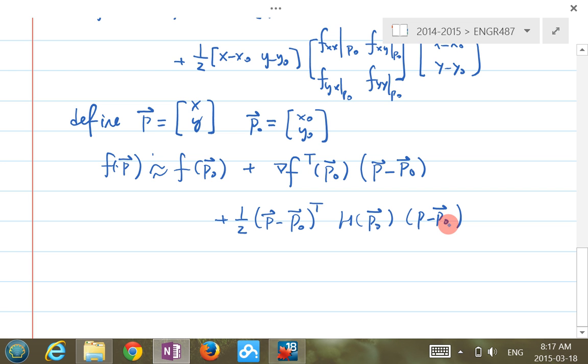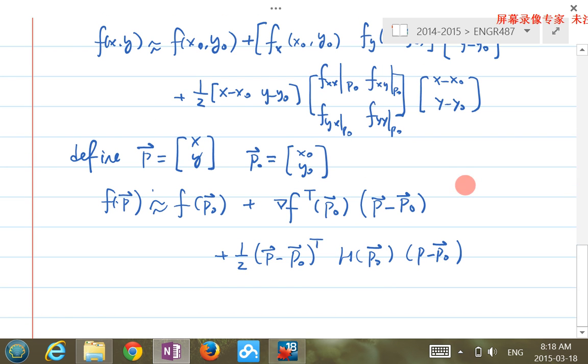That make sense? Now, this actually doesn't restrict to just a function of two variables. If you have a function of three variables, four, five, or any number of variables, all you need to do is just expand this vector, and this Hessian matrix, instead of 2 by 2, depends on the number of variables. If it's n variables, then you have n by n here.